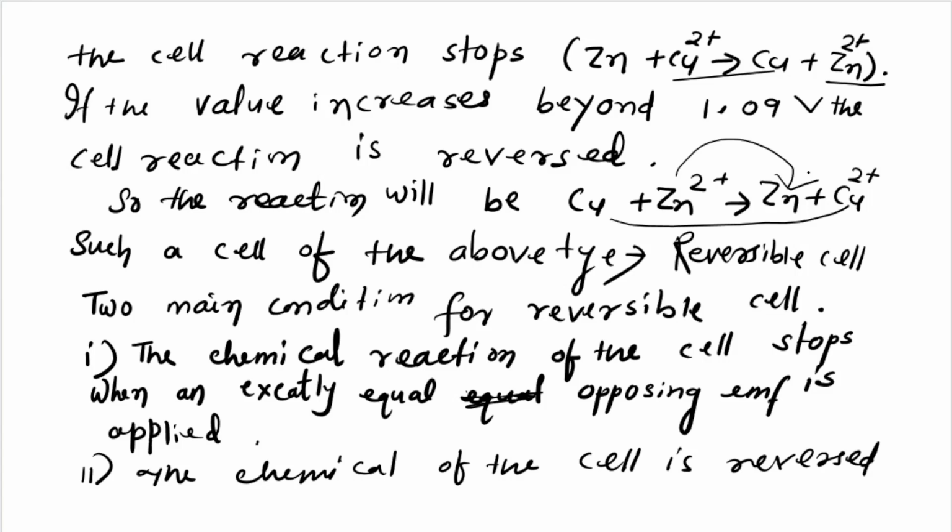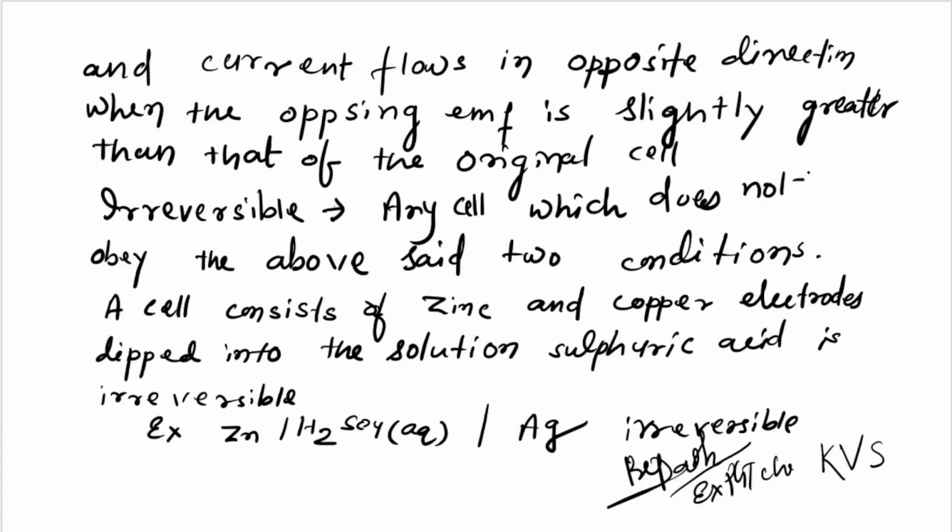That means the condition is the chemical reaction of the cell stops when exactly equal opposing EMF is applied. Then it may be a reversible cell, and the chemical reaction of this cell is reversed when the current flows in the opposite direction, when the opposing EMF is slightly greater than the EMF of the cell. If it is more than the equal EMF, then it is called a reversible cell. Then what do you mean by irreversible?